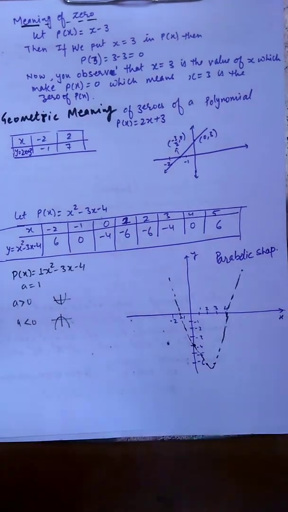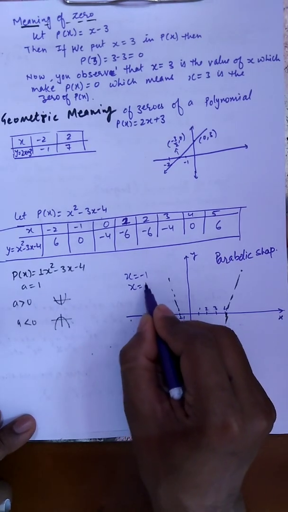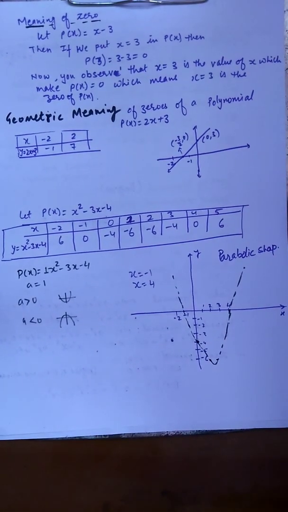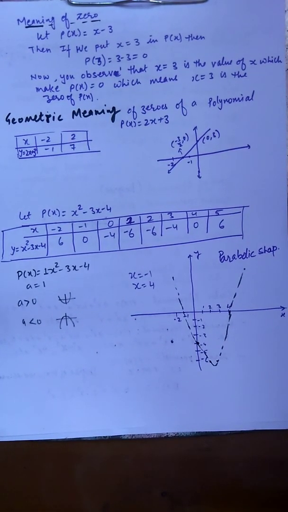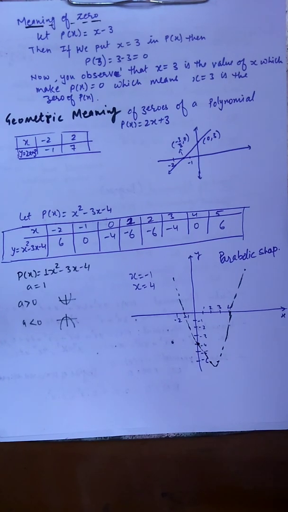You can say at x equal to -1 and at x equal to 4, this graph is cutting the x-axis. So it means that this graph has x equal to -1 and x equal to 4 as zeros. Again I'm telling you in simple words, for any graph, if it cuts the x-axis, that point on the x-axis will be called the 0 of the given polynomial. Here x equal to -1 and x equal to 4 are the zeros of this polynomial p(x).